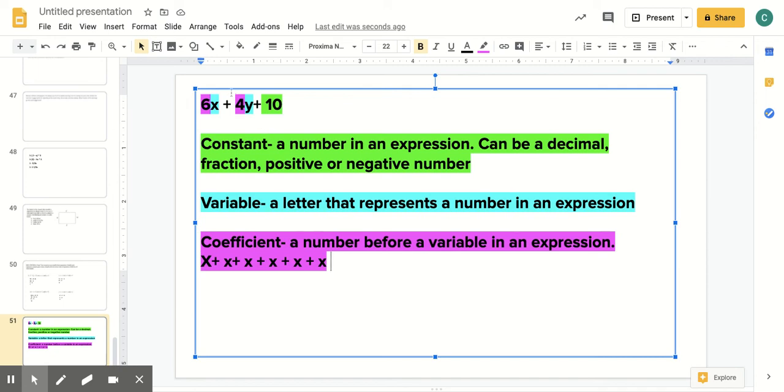Since the coefficient of y is 4, that tells me that I'm repeatedly adding y 4 times. And then lastly, I need to add 10 to this expression because 10 at the end is the constant.